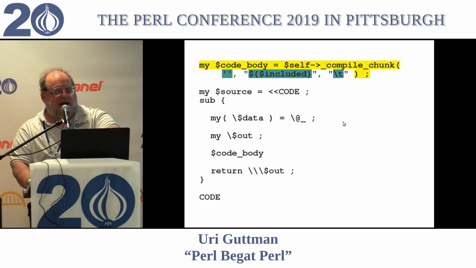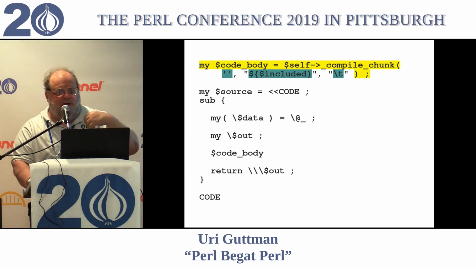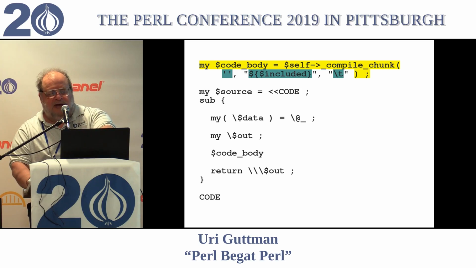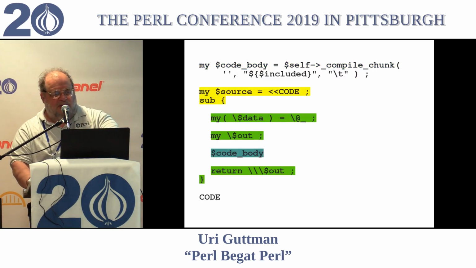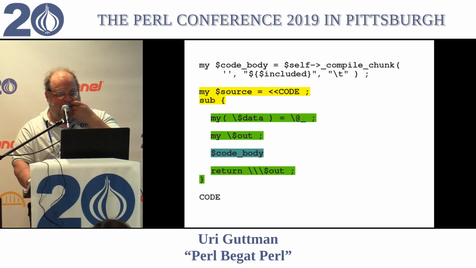The included is actually the data, the template that's been rendered with include files. You're allowed to say include something, so that's all been done before. And then we have a single tab, which is the current indent level. So here's the entire output. My data equals the @_. You're declaring out the code body, and you're returning \out.